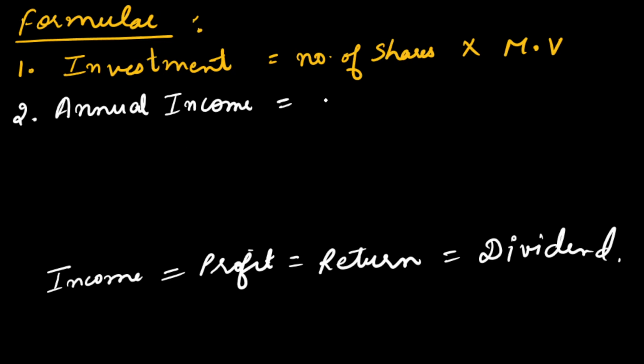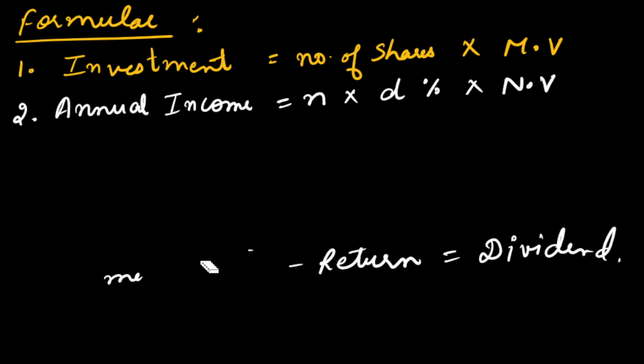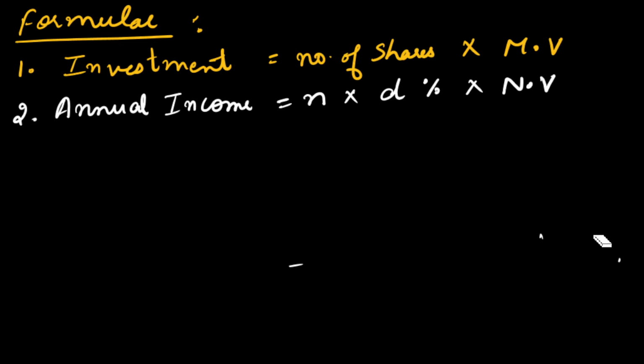So anything you can write. This one is number of shares into dividend percent into nominal value. So here I'll just write dividend as of now. So annual dividend is number of shares into dividend percent into nominal value.